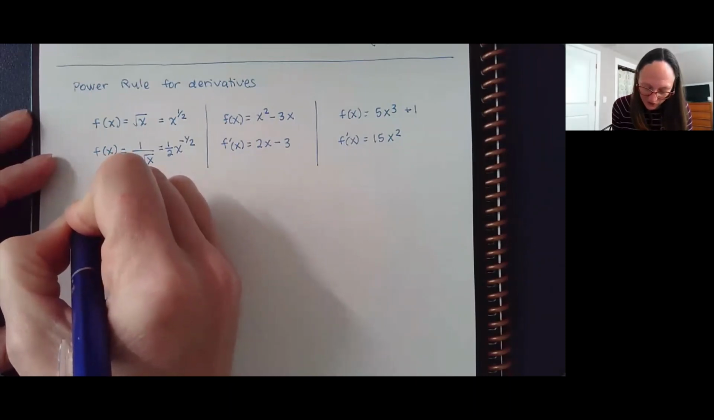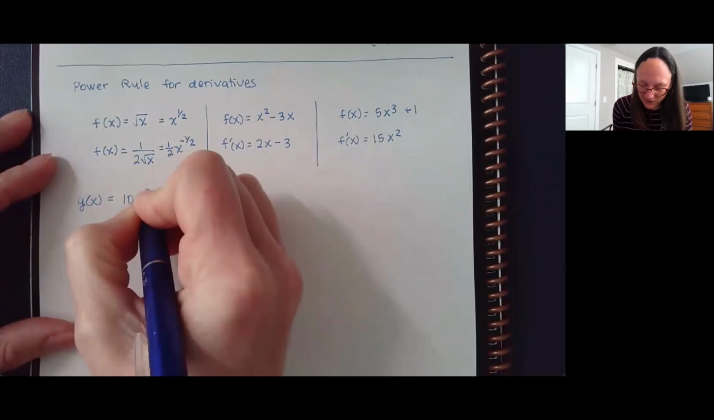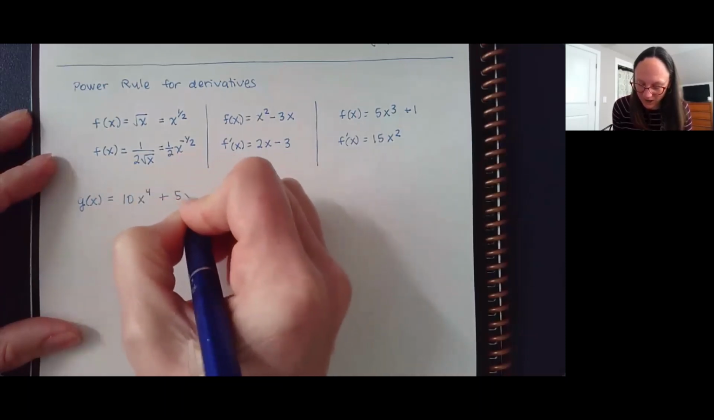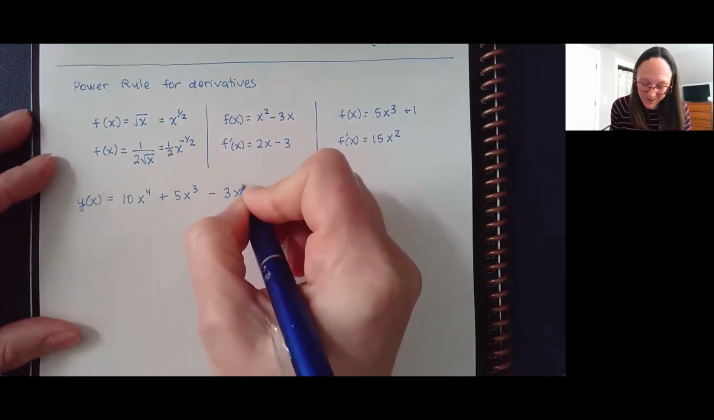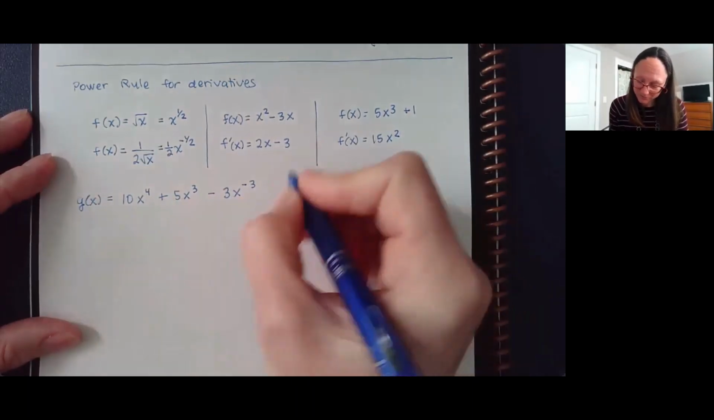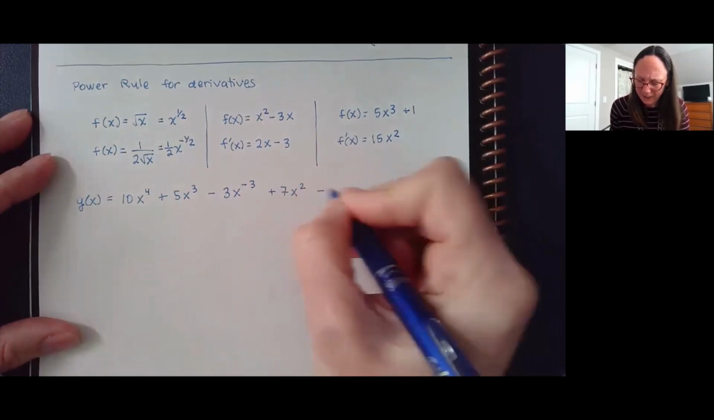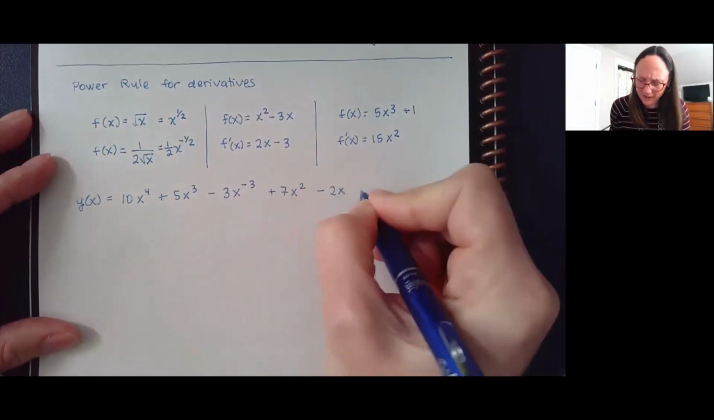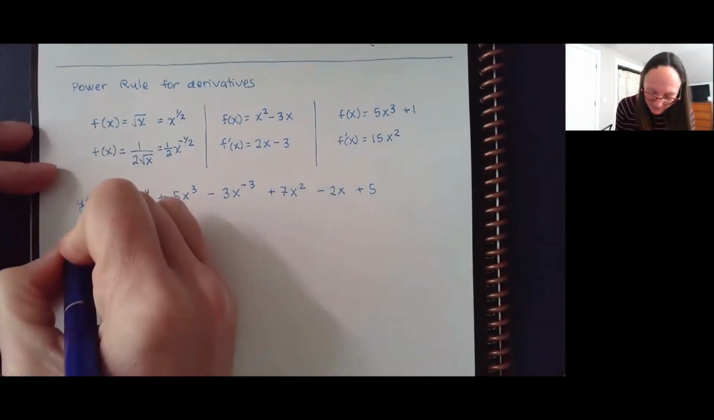So if I told you that g of x was equal to 10x to the fourth plus 5x cubed minus 3x to the negative third plus 7x squared minus 2x plus 5. And we had to take the derivative of this.